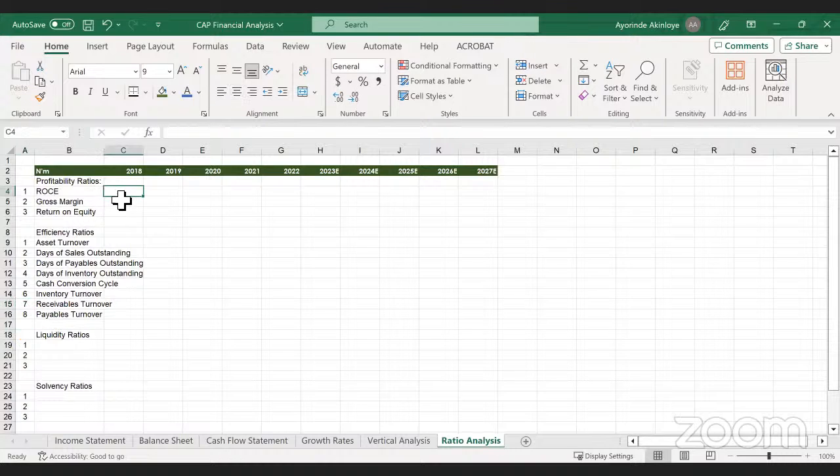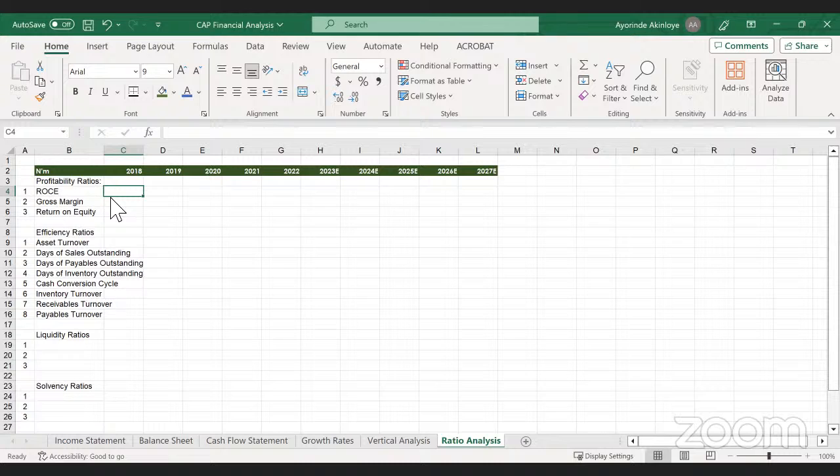So, return on capital employed. Let me explain capital employed again. I told you capital employed is basically the funds that are used to finance the operations of the business to generate that particular return that you're calculating for.